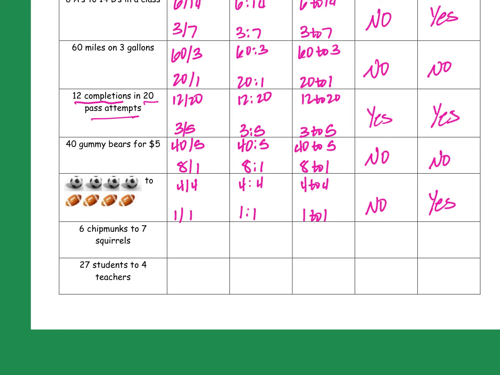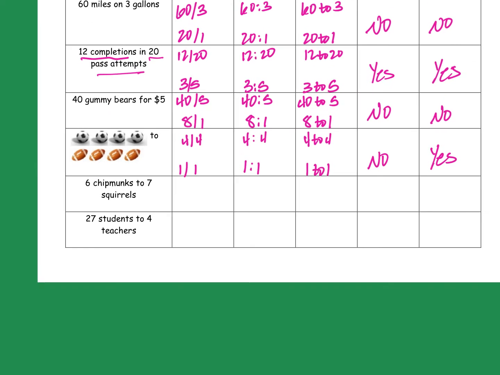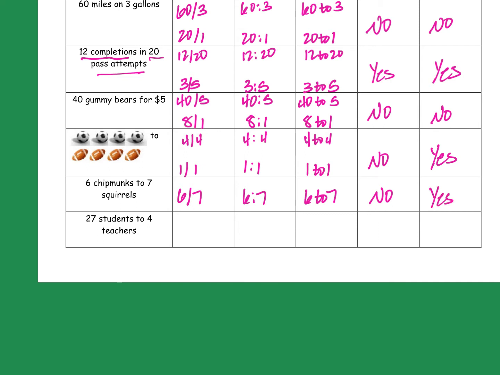All right, I think I spelled squirrels right. 6 chipmunks to 7 squirrels. Yes, you did. 6 to 7. And that can't be simplified. Oh, no, yeah, correct. It cannot be simplified. So is it a fraction? No. Can it be converted to a fraction? Yes, because they're both rodents. They're both animals. Yeah.